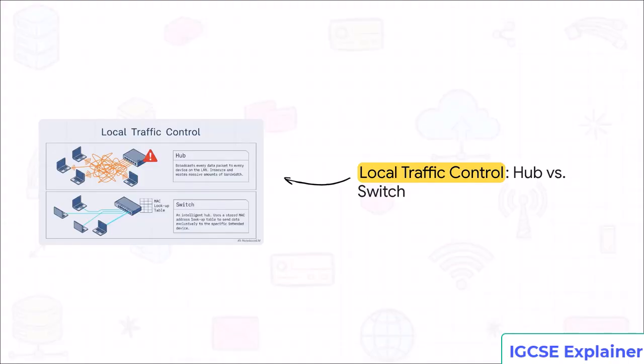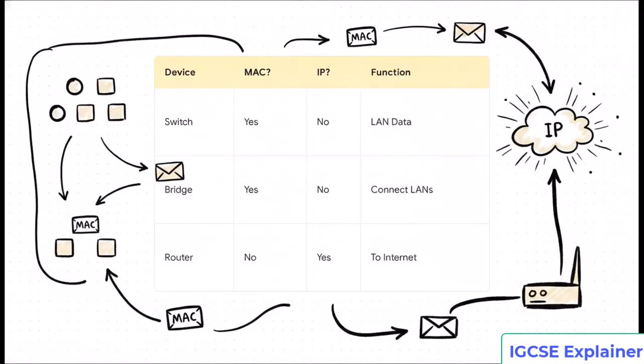But an intelligent switch? That uses a MAC lookup table to figure out exactly who the packet is for, and it quietly delivers it only to the intended device. Just to summarize our hardware toolkit real quick, local mailrooms, like switches and bridges, rely on MAC addresses to navigate around a single local network.